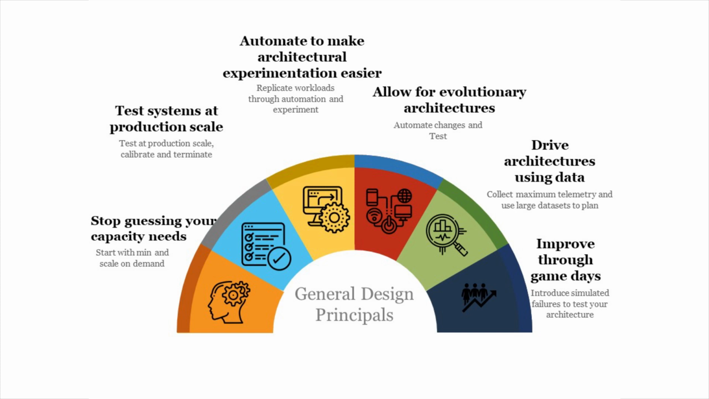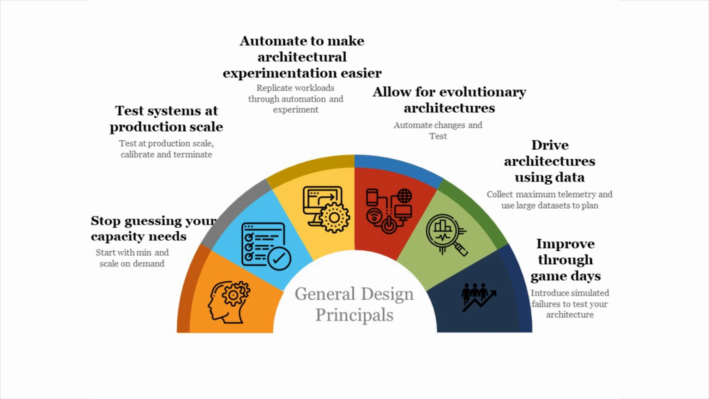3. Automate to make architectural experimentation easier. With cloud-native workloads, you can easily replicate the workload through automation. This allows you to run experiments on your architectures easily without the manual effort and downtimes expected in traditional workloads.